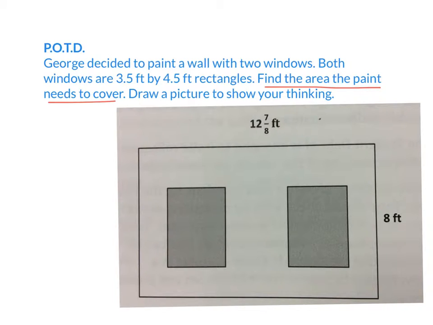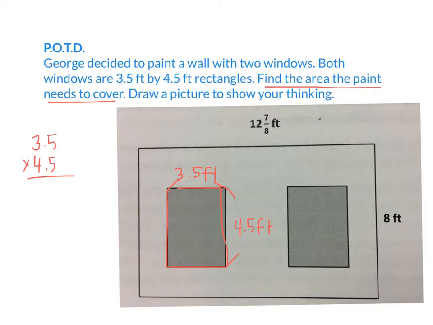Now, luckily, it tells us that each window, here's one window, is 3.5 feet by 4.5 feet. So could I find the area of a window? Yeah. How can I find the area of a window? I do the length times the width, which is 3.5 times 4.5. Do you agree? But there's decimals there, so what do I need to do?